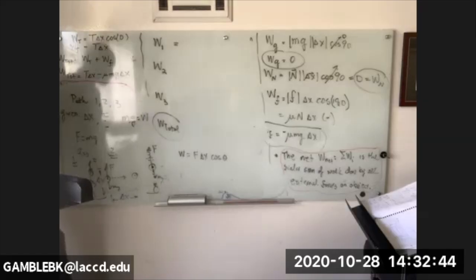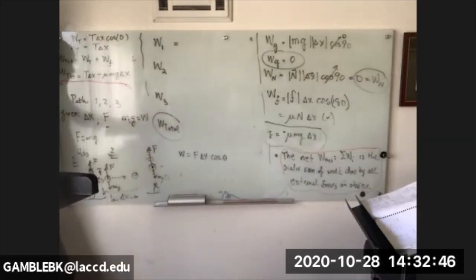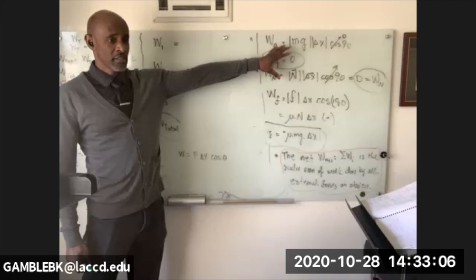Sir, I have a similar question to that. You said the angle in between was 0, but why did you put cosine of 90 at the top right corner for the work of G? You have cosine of 90 in between mg and delta x. That's a different problem, you know that, right?